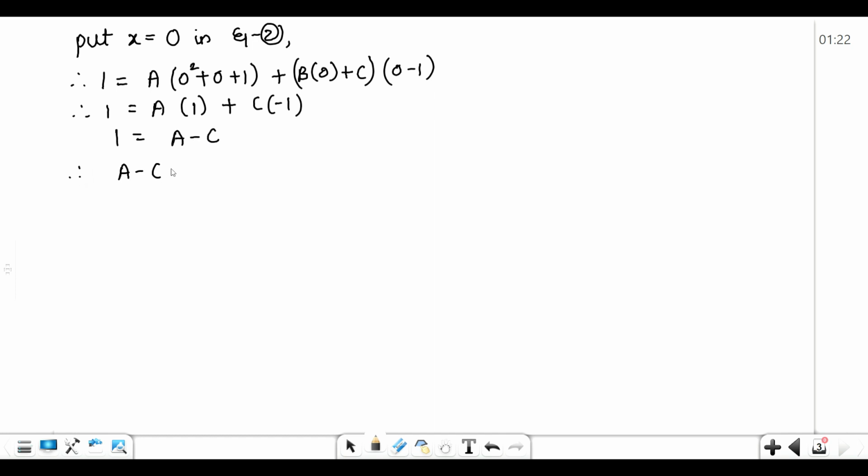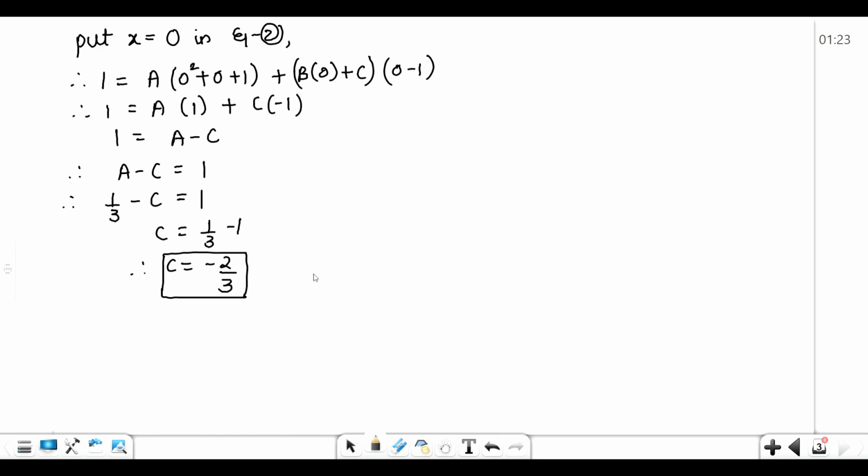So overall we get a minus c is equal to 1, but we know the value of a, which is nothing but 1 by 3. So 1 by 3 minus c is equal to 1. C will be equal to 1 by 3 minus 1. Okay, which is nothing but minus 2 by 3. So we have got the value of c, which is minus 2 by 3.